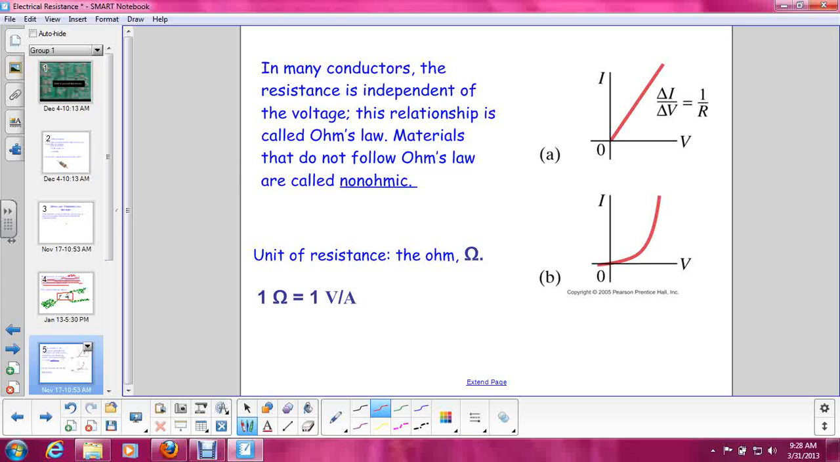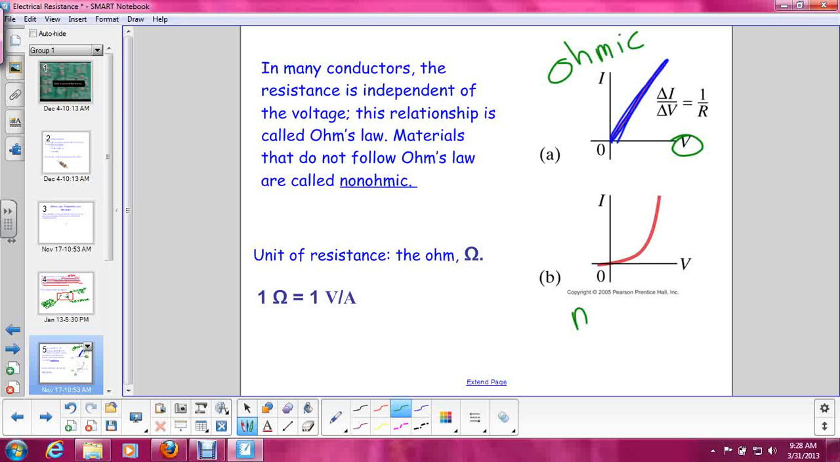Materials whose resistance does not depend on the amount of voltage present are called ohmic. If it does depend on the amount of voltage, it's called non-ohmic. So this one right here, this top chart shows a picture of something that is ohmic. It does not matter how much voltage you put in. The slope of this line, or the resistance, is always the same. It does not change.